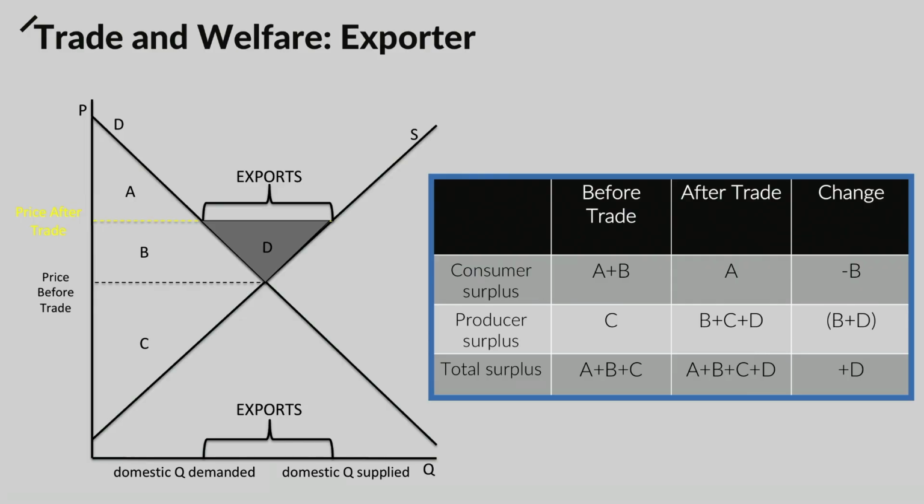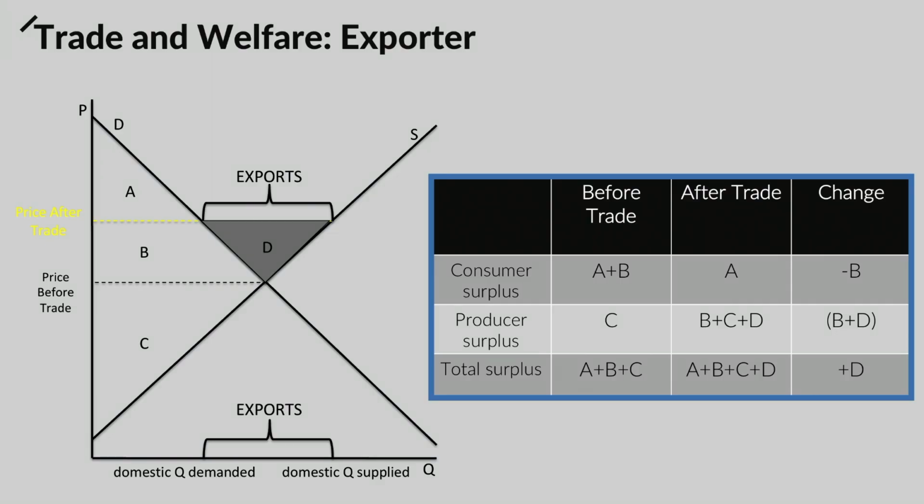So what is that going to do to our overall surpluses? Here we're going to see that overall surplus is going to increase. It's going to all go to the producer, though, at the expense of the consumer. So now for the consumer, they're going to go from area A, B before trade to just area A now after trade, below the demand curve, above or equal to that relevant price. We're going to see here for our producer, their surplus is going to increase from just area C to B, D, and C.